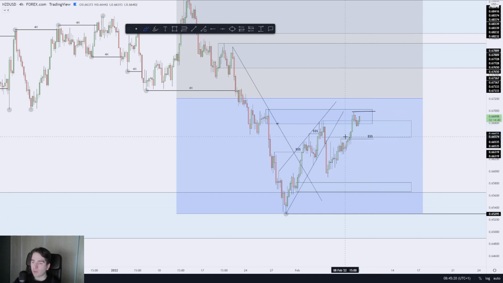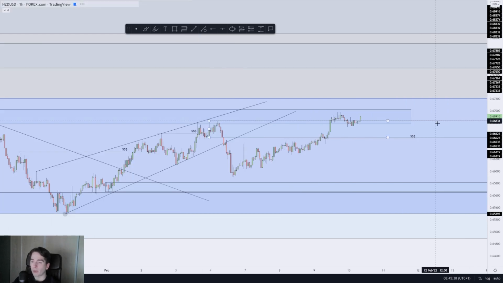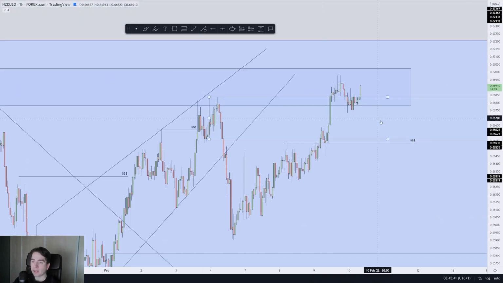Didn't really see any reaction from this low yesterday. Was waiting for a 4-hour close to see what would happen after rejecting this area of supply. No real significant reaction, therefore no trade for me personally. Currently just going to be waiting for the high to get taken out, to then see a further drop on Kiwi dollar. Just keep that in mind.